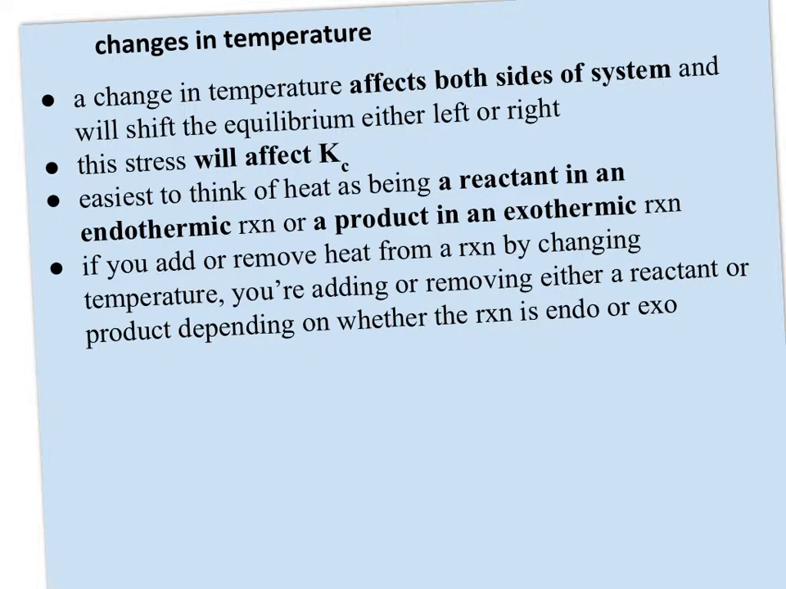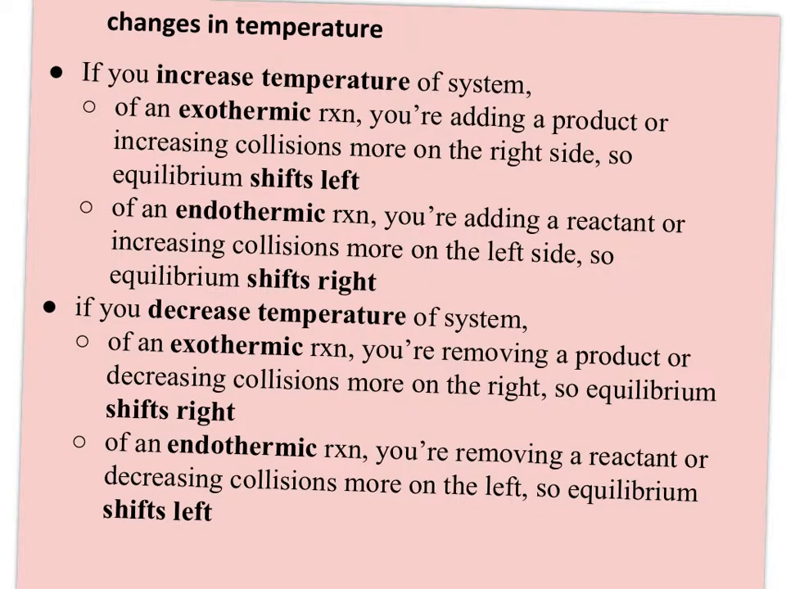And in the case of an exothermic, the products gain more of a benefit from adding energy than the reactants. So you really can think about gaining or losing, adding or taking away a reactant or product. So if you increase the temperature and it's exothermic, you can think of it as adding product. You're increasing collisions more on the product side and your equilibrium shifts left.